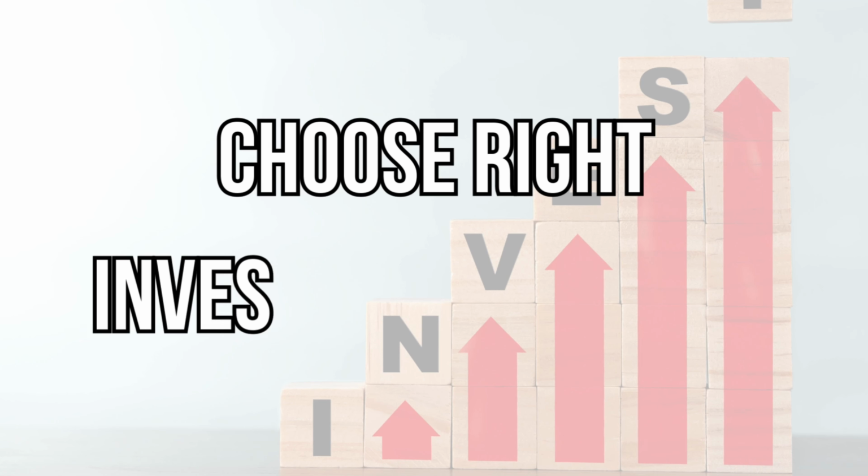Step 5, choose the right investment accounts. Different accounts have different tax advantages. Choosing the right ones will help you grow your money faster. Retirement: 401k, Roth IRA, traditional IRA. In education, there's the 529 plans. In general investing, brokerage accounts. Here's a quick example. Let's say you invest $6,000 in a Roth IRA every year for 30 years with a 7% return. You'll end up with over $600,000, and it's all tax-free when you retire.